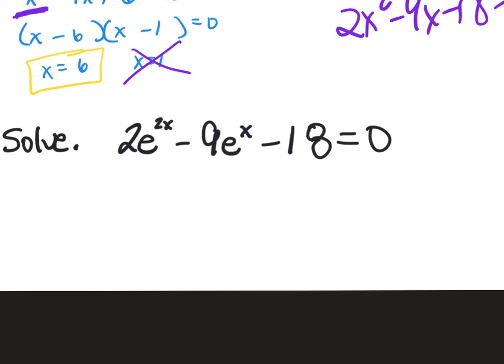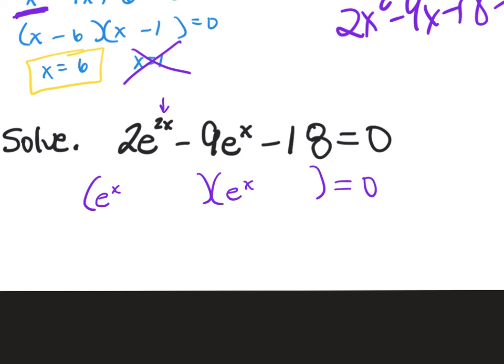When you have a quadratic like this, you have your two parentheses. Instead of x in the front of each parenthesis, what do you think I should put in the front of each parenthesis? E to the x. Yeah, because e to the x times e to the x, when you have the same base and you multiply, what happens to the exponents? You add them. Yes, 1 plus 1 is 2. This is just a quadratic. Instead of x in the beginning of each parenthesis, you put e to the x.